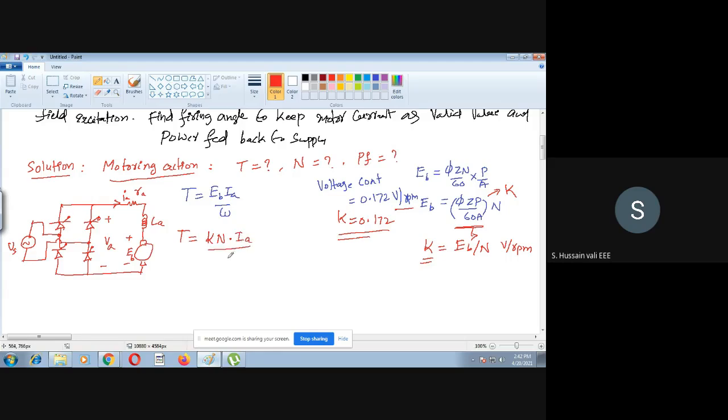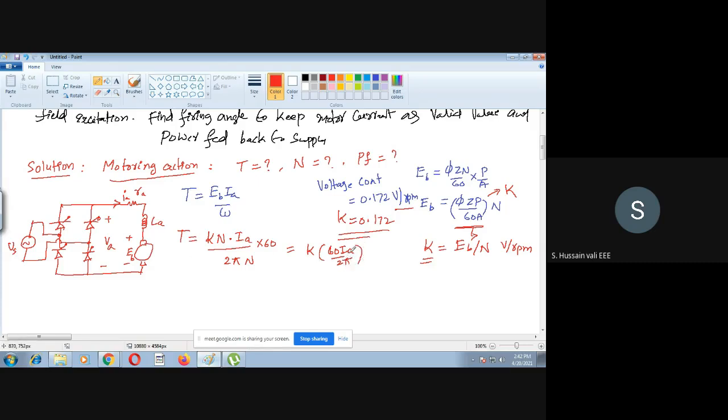How can I write omega? I can write omega as 2 pi N by 60. So 60 will come here. Then what you will get here? N will get cancelled. So K into 60 IA by 2 pi. This is what you will get here. So T is equal to K into 60 IA by 2 pi.